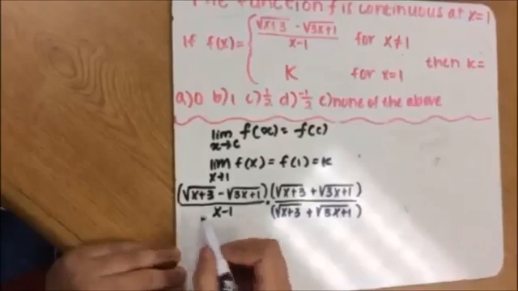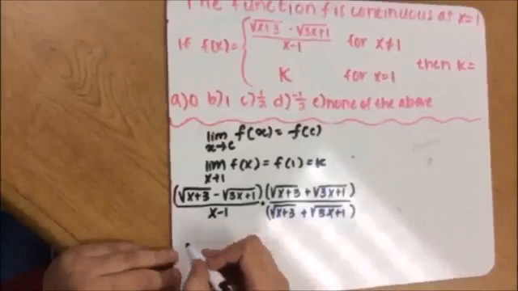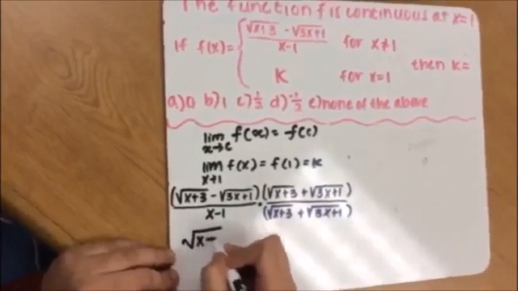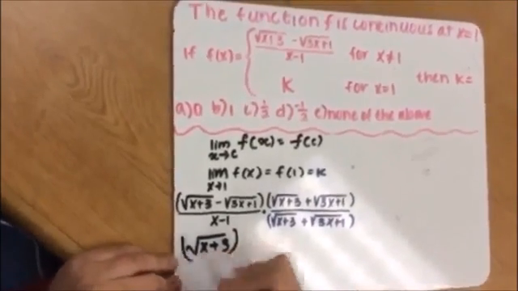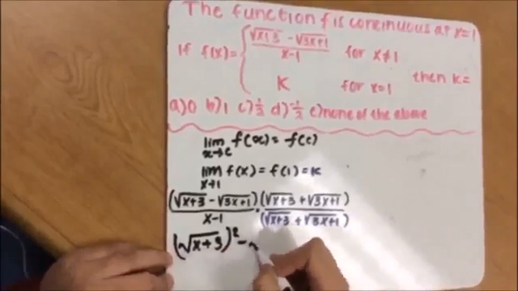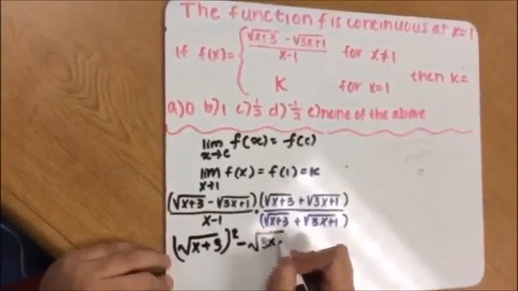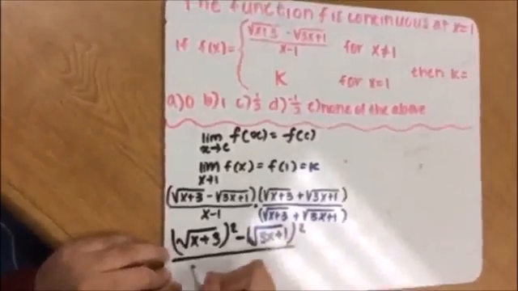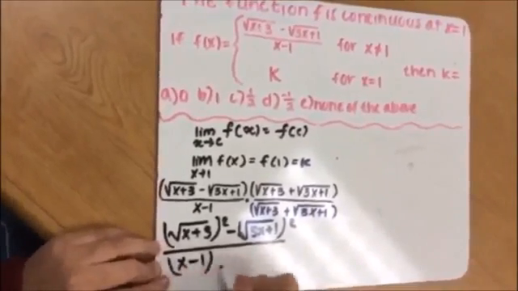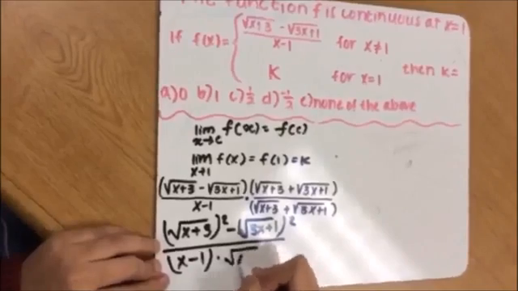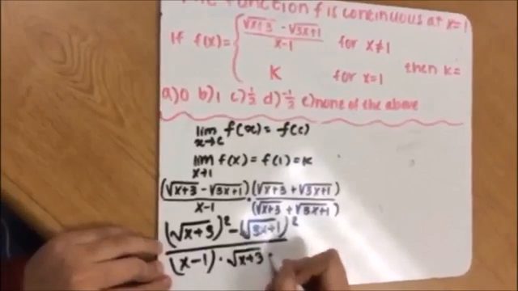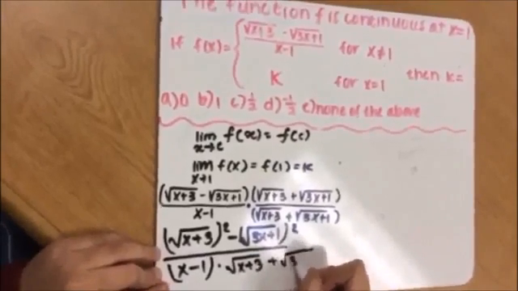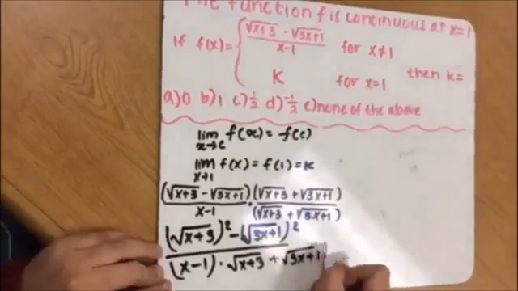And here, when you FOIL the top, you'll get the square root of x plus 3 squared minus the square root of 3x plus 1 squared over x minus 1 times the square root of x plus 3 plus the square root of 3x plus 1.